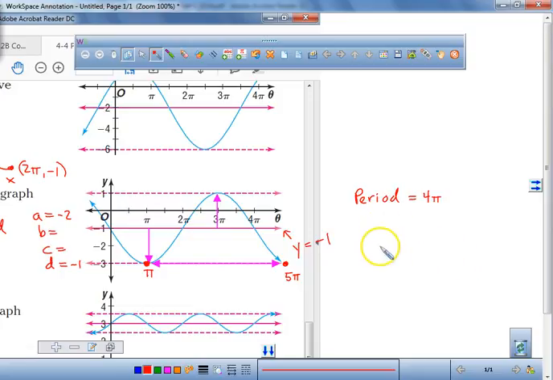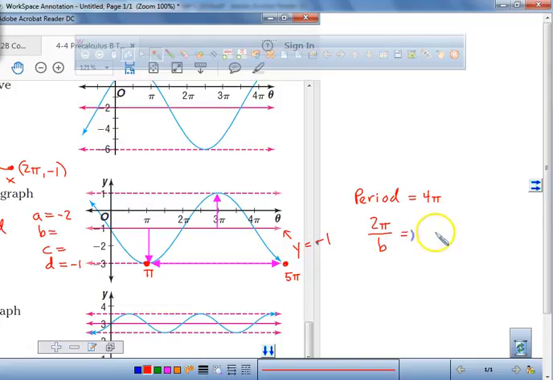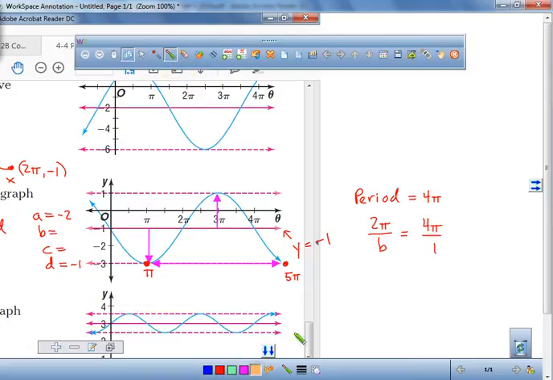And what's the formula for the period? 2 pi over b. Right, 2 pi over b. So 2 pi over b equals 4 pi. I'm going to place that over a 1. Then I'm just going to take a little time and energy and do a little cross multiplication, just like my daughter's doing in 7th grade right now. She's learning how to do that old cross product thing.